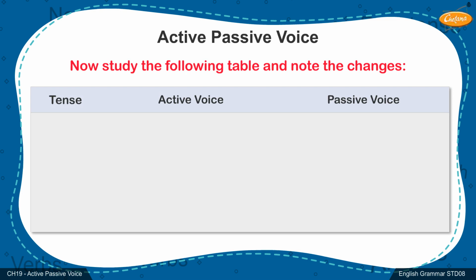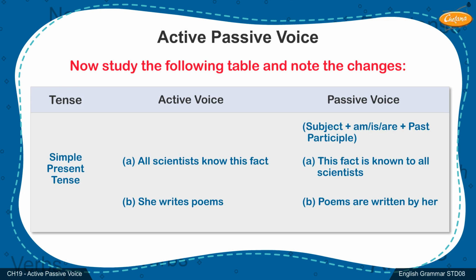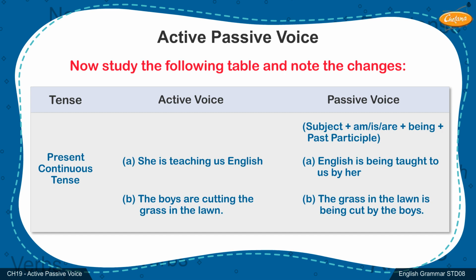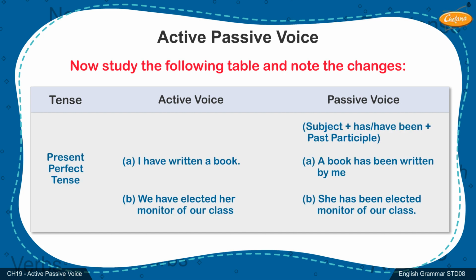Active, passive voice. Simple present tense. Active voice: All scientists know this fact. Passive voice: This fact is known to all scientists. Present continuous tense. Active voice: She is teaching us English. Passive voice: English is being taught to us by her. Present perfect tense. Active voice: I have written a book. Passive voice: A book has been written by me.